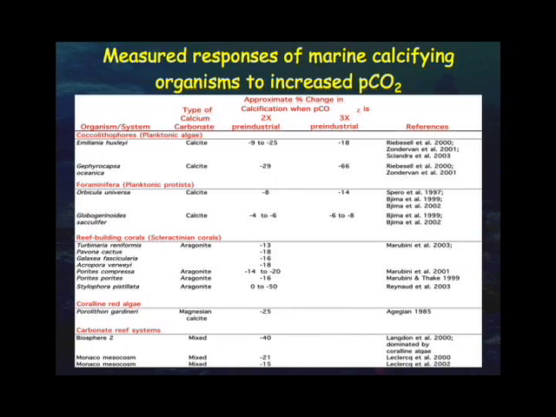If you look at all the data in the literature here for all the different species that we have studied thus far, you can see there is a range of impacts, but they all show a declining impact, a declining calcification rate, in every species we've looked at thus far.